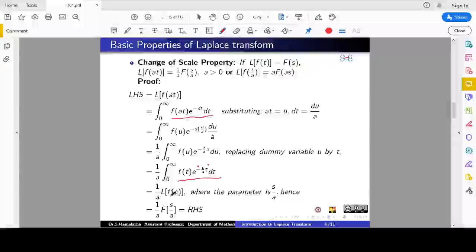We observe this is again the Laplace of this f of t function, but the parameter is no longer s, it is s by a. So when you write the function of s term, we write 1 by a, and it is a function of s by a. We used to write s for the basic definition, but here we write it as s by a. So we have seen two properties. The first is the linearity property and the second one is the change of scale property.